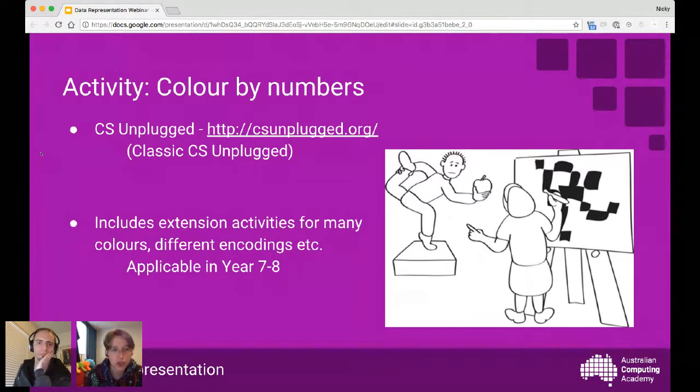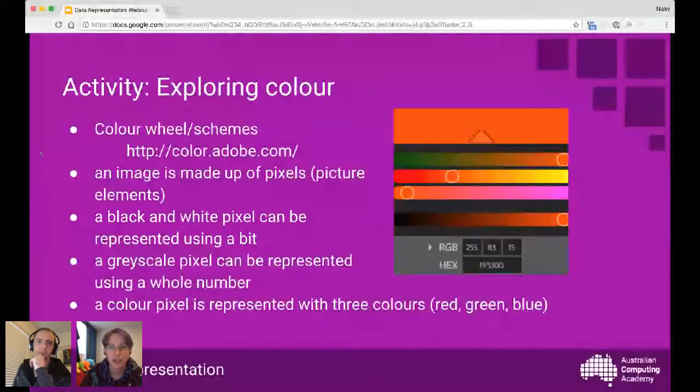Similarly, looking at color and how colors are mapped up. Looking at Adobe, there's a really good way of exploring how colors are represented using numbers, and ways that you can use that to link into further along down the line. Look at compression of images as well.